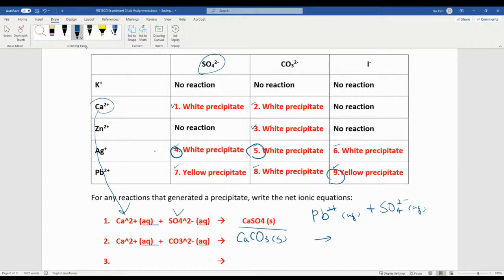Anyway, so when you look at these two, charges are already balanced, so you just need to combine these two into one single solid compound. So it should be PbSO4 solid.